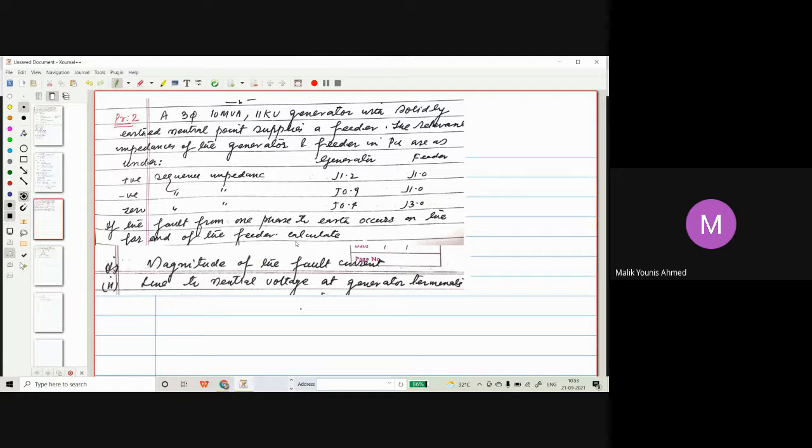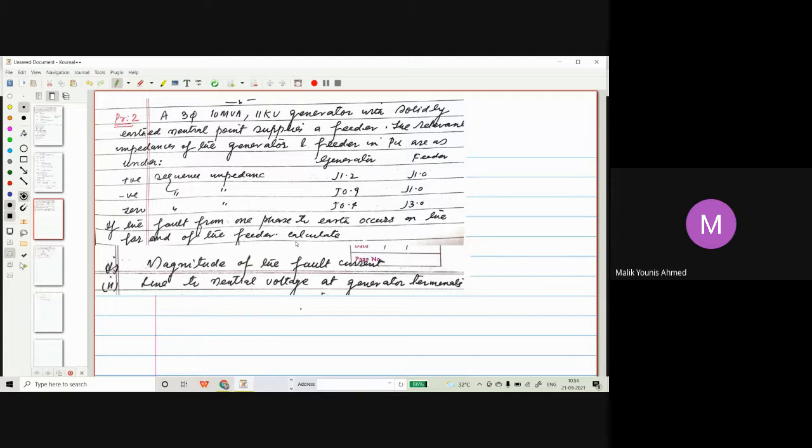That means the positive sequence, negative, and zero sequence impedances for the generator and feeder are given. We have an 11 kV generator that is solidly grounded through a neutral point, and it supplies a feeder. The relevant impedances of the generator and feeder are given in the data.